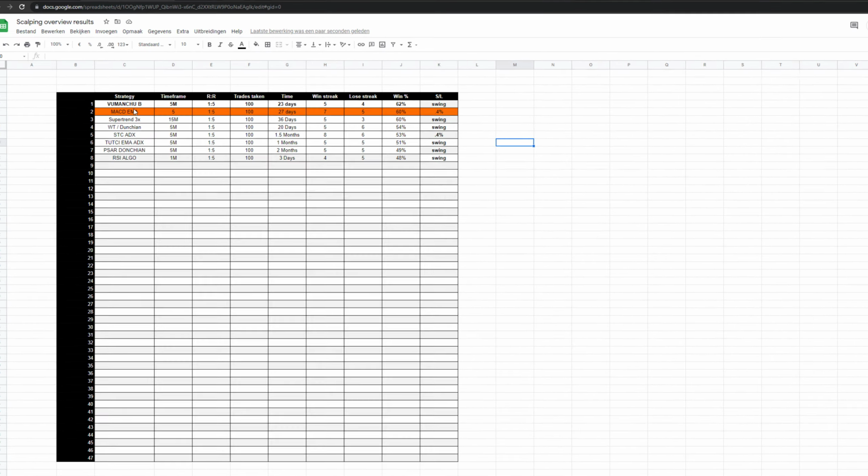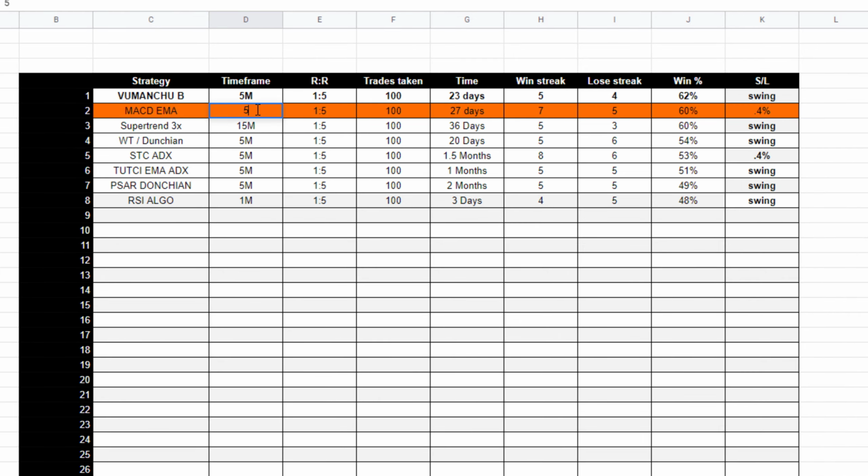So I have some great results for the MACD EMA. It's on the 5-minute chart. The reward was always 1.5. I took 100 trades. It took me only 27 days. That's not a lot. One of the highest win streaks with 7 and a 5 lose streak. That's just average. The win percentage is 60%, but the stop loss is always 0.4%. And the Fumanchu was depending on where the latest swing high or swing low was.